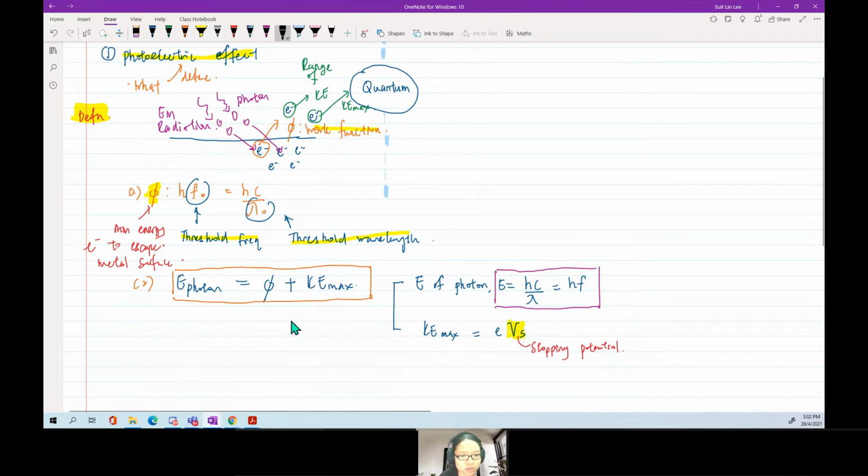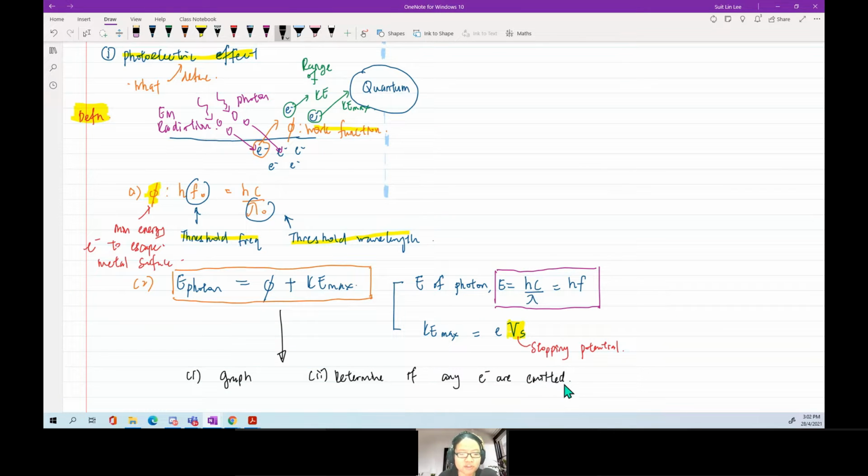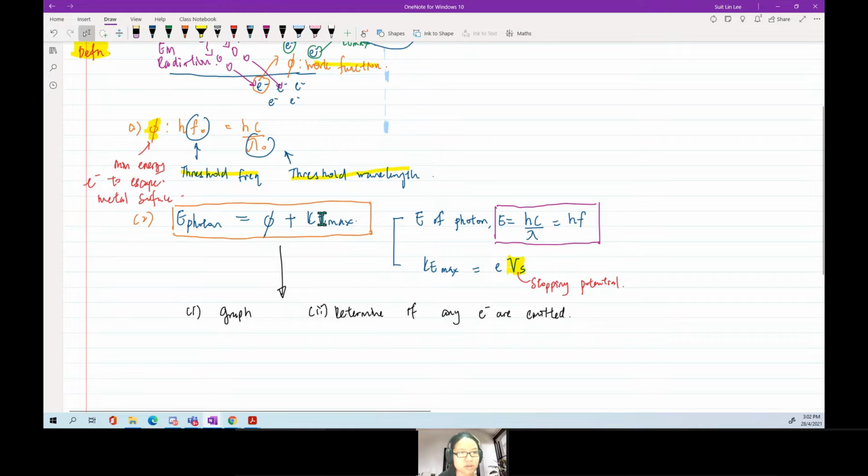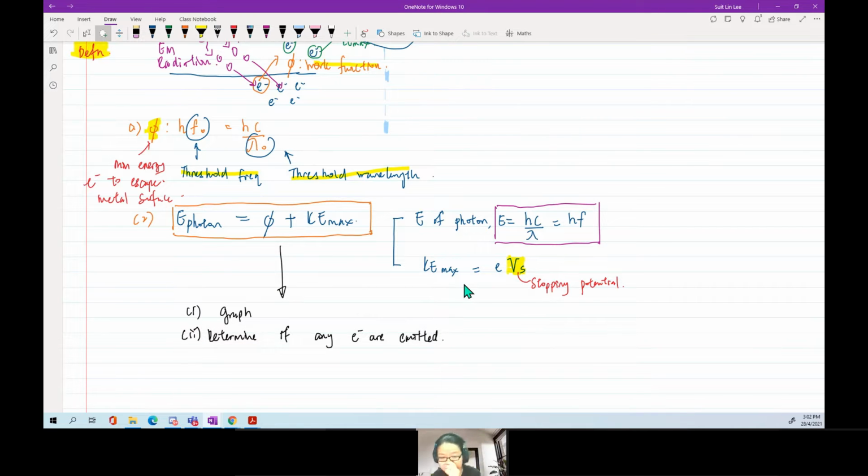So questions that they will ask regarding this will include a graph. Most of the time it will include a graph. And the second thing is they can ask you to determine if any electrons are emitted. So we will have to use the work function test. All right, so these are the main two classes of questions that they will ask solely on photoelectric effect. Okay, there are many graphs we can draw. I will probably choose one or two to discuss, maybe just one.